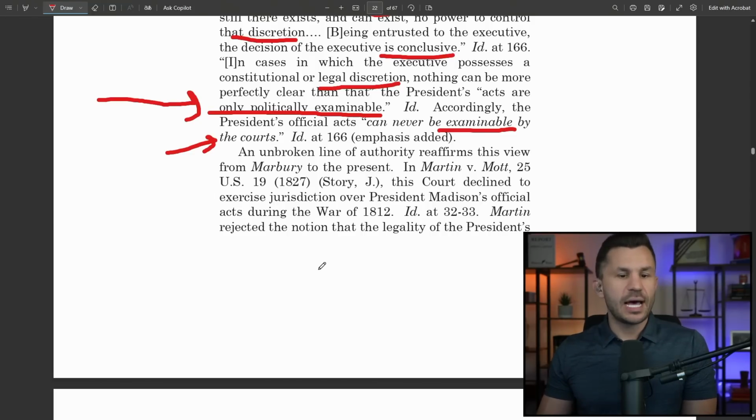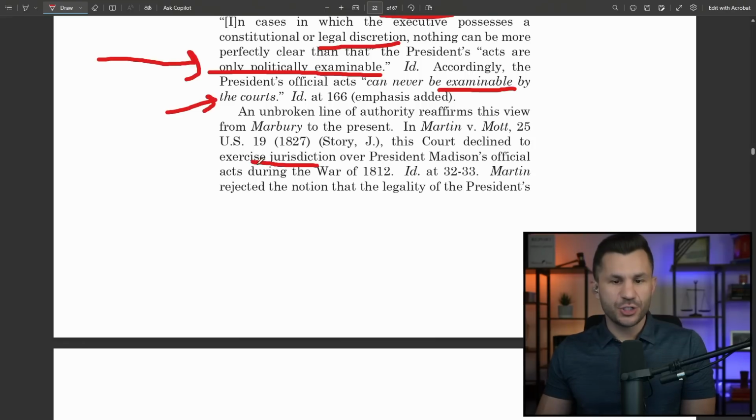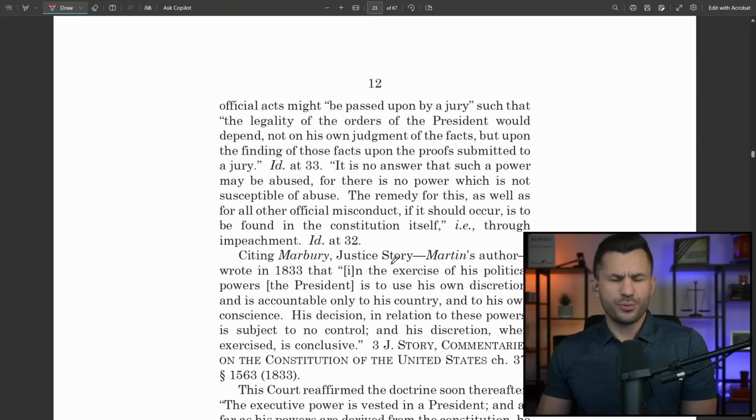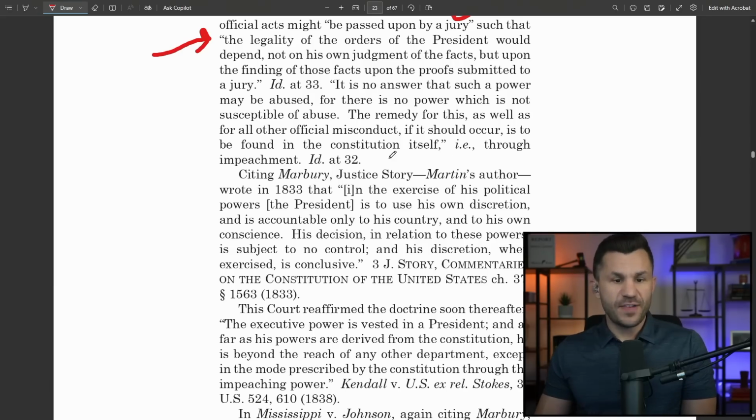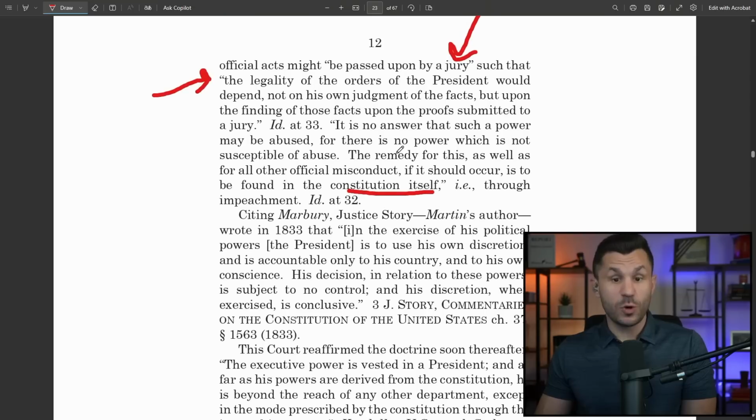An unbroken line of authority also confirms this. Again, the court declined to exercise jurisdiction over President Madison's official acts in the War of 1812. They rejected the notion that the president's official acts could be passed upon by a jury, right? You can say, well, let's see if that was really what the president should have done there. We don't govern by jury, having them judge whether the president's orders are legal or not. The remedy for this is found in the Constitution. If you do want to question the president, impeach them. That's what the Constitution says.